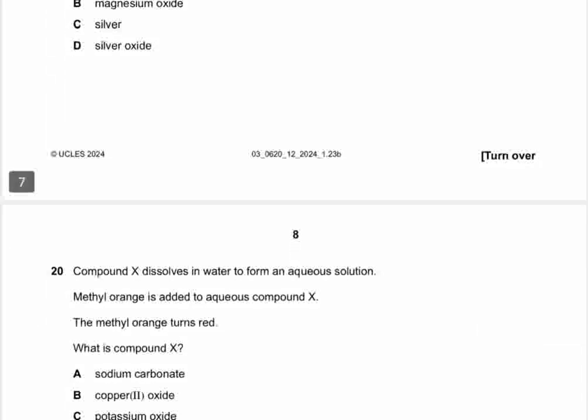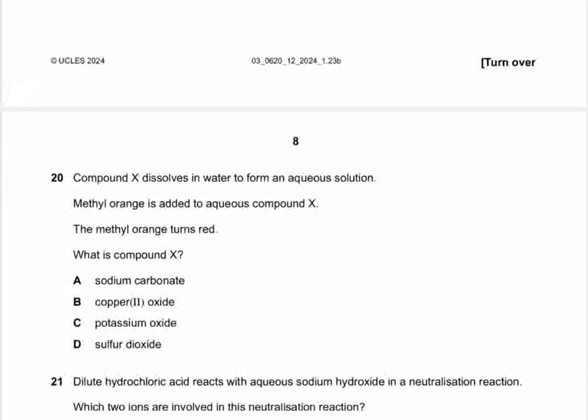Then for the next question, compound X dissolves in water to form an aqueous solution. Methyl orange is added to the aqueous compound here. What is compound X? First of all, you need to know that methyl orange is a pH indicator, and it turns red when you add it into an acidic solution. Sodium carbonate is not an acidic solution. Copper oxide, again, not acidic. Potassium oxide is not acidic. So the only acidic solution here is sulfur dioxide. So for the 20th question, the D option is the correct one.